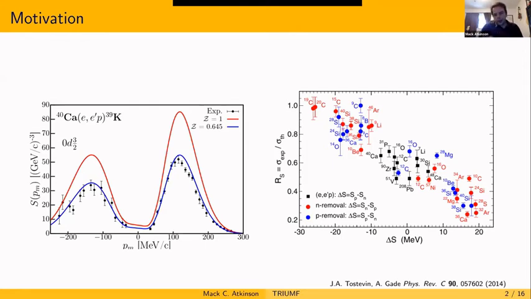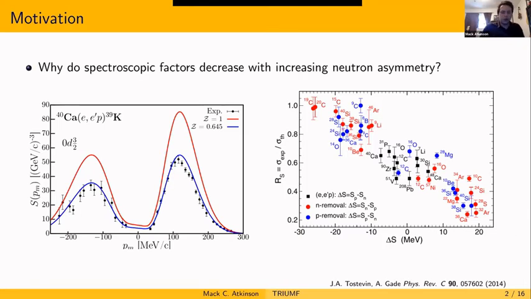So you can see that it's plotted as a difference in separation energy of neutrons and protons, but this sort of quenching trend can also be thought of as more neutron asymmetry is introduced. It seems that the spectroscopic factor is quenching or decreasing. So this is sort of the question I want to address.